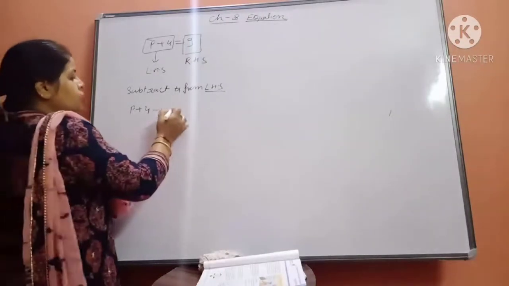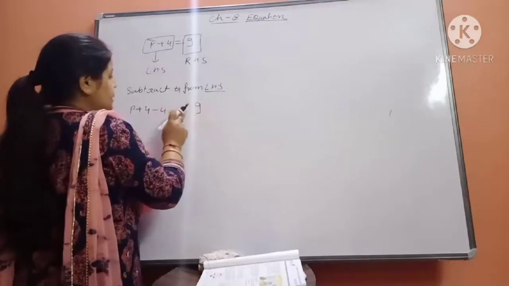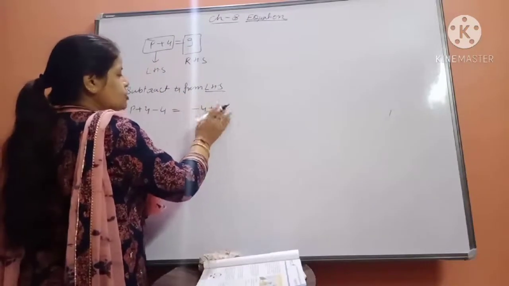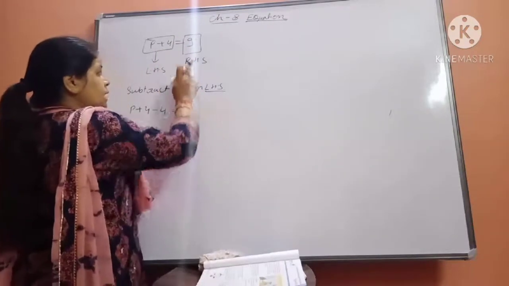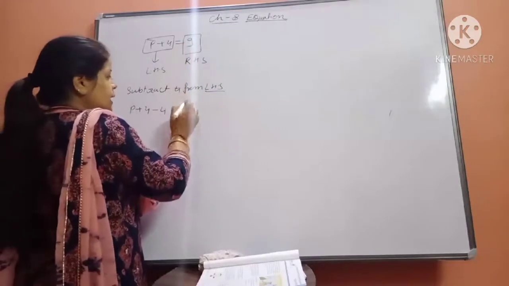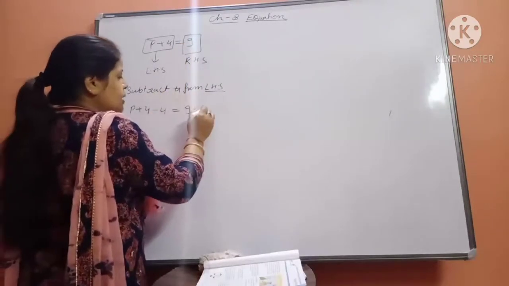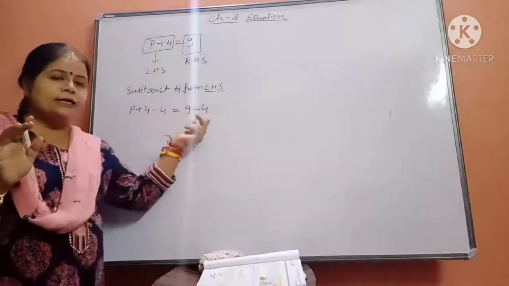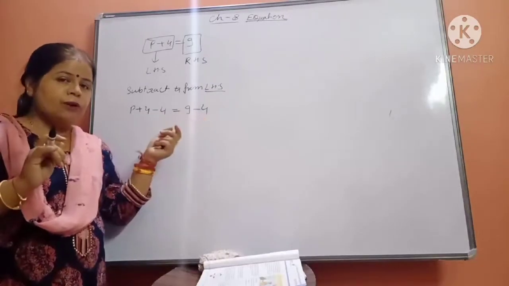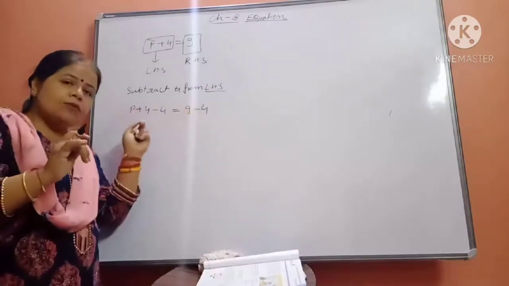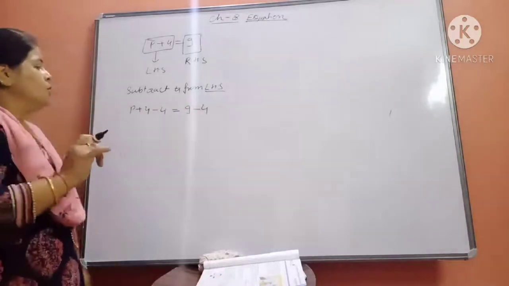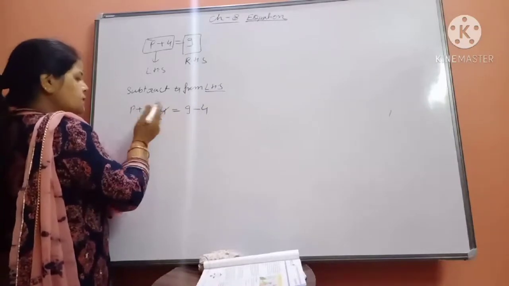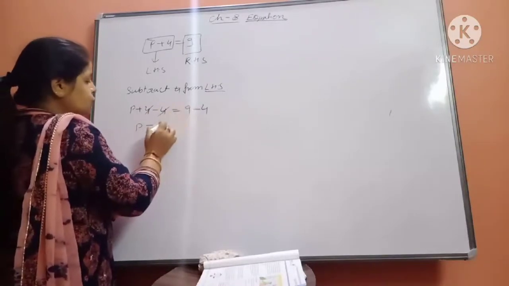Now on the right, it is 9. We have subtracted 4, so first we write the number given, then minus 4: 9 minus 4. Whatever operation we do on one side, we perform the same on the other side. Now plus 4 and minus 4 cancel, so p plus nothing, so p is equal to 9 minus 4 is equal to 5.